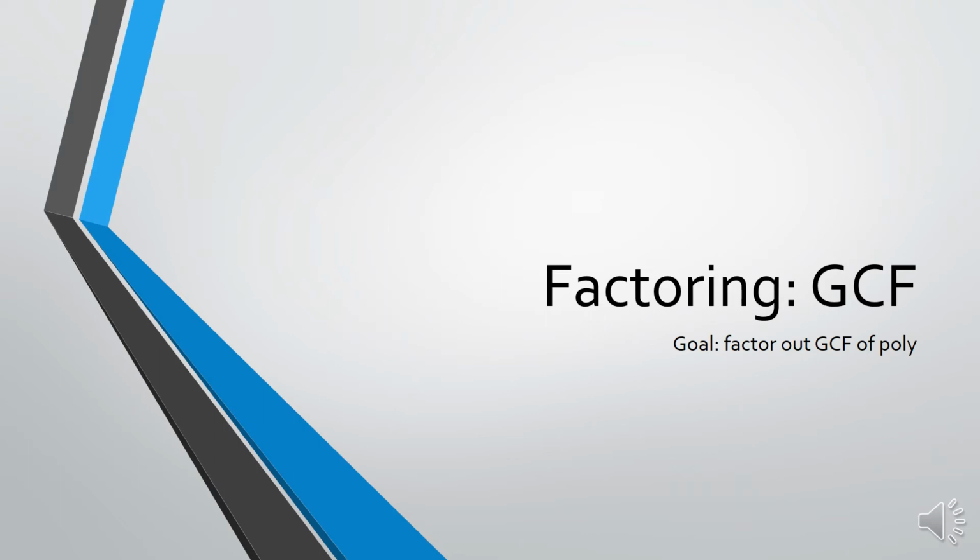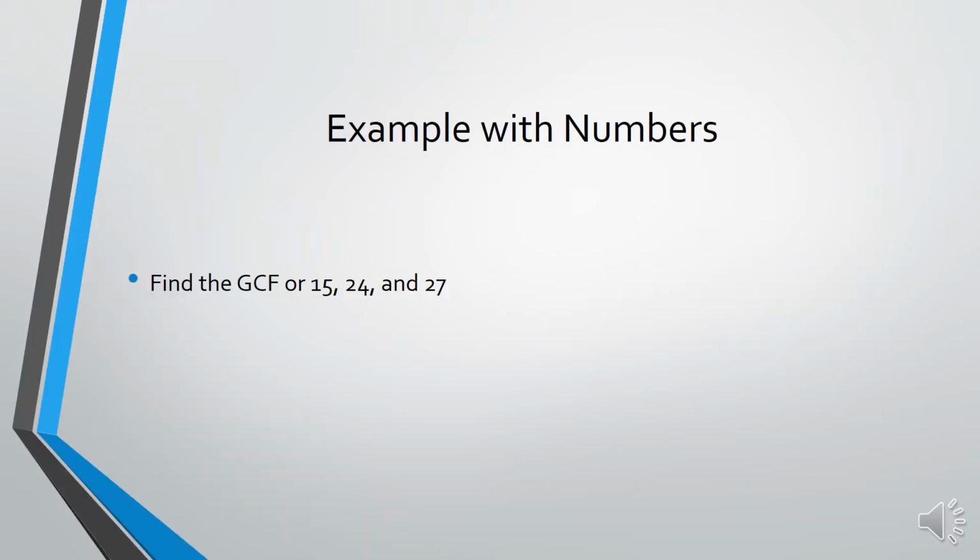Next, we'll talk about factoring. And the first piece of factoring is going to be finding the greatest common factor. So the goal here is going to be looking at a polynomial and factoring out the greatest common factor. So before we start working with polynomials, let's actually figure out the greatest common factor of just numbers.